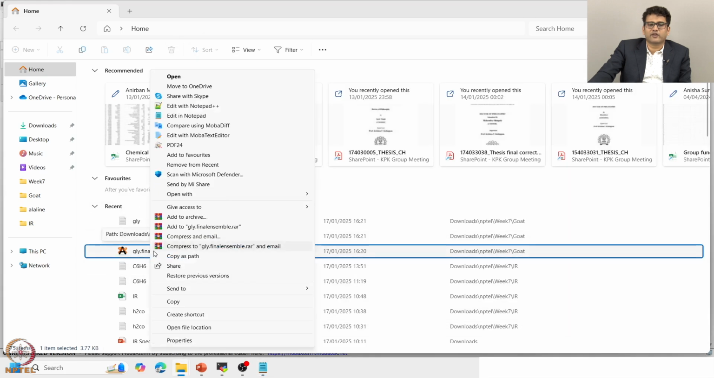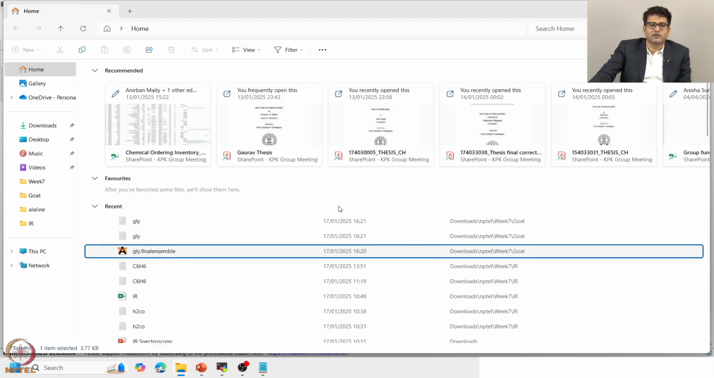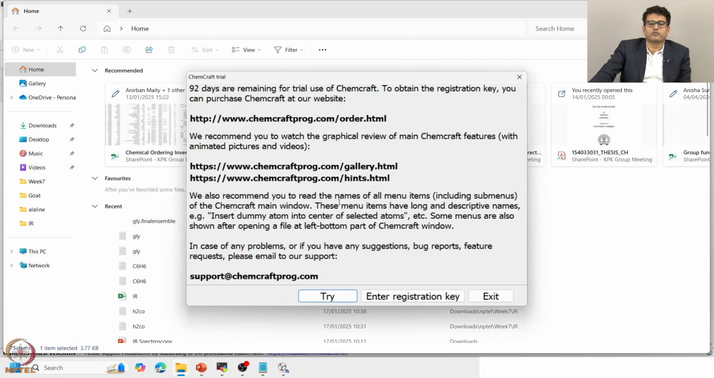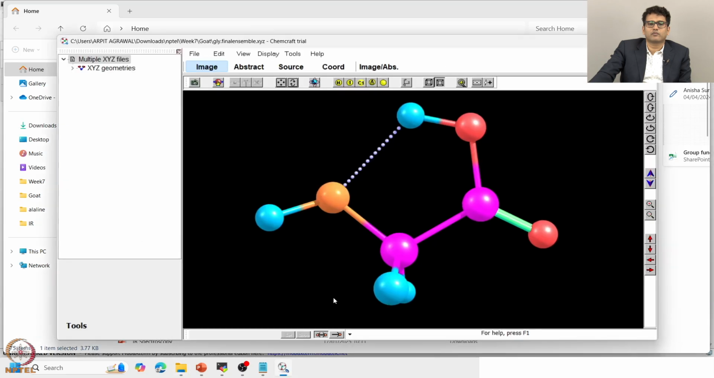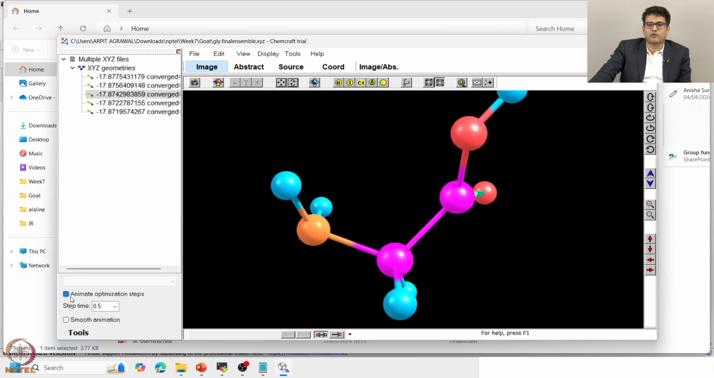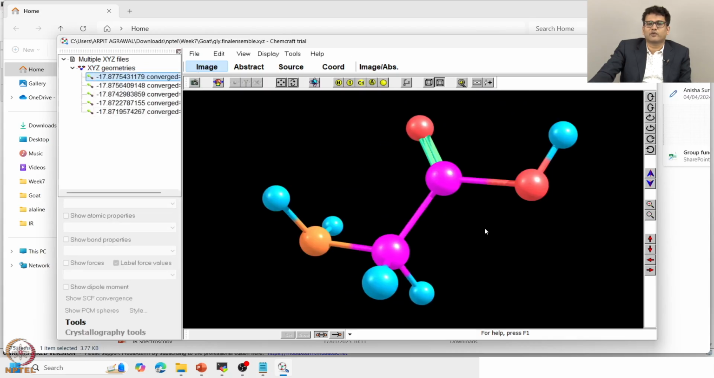So, if I open it with Avogadro, maybe Chemcraft will be a better option to open it. It actually has all the geometries. If you want to animate between the different conformers, this is how the different conformers look. So, this is the lowest energy conformer, and you can save its geometry.